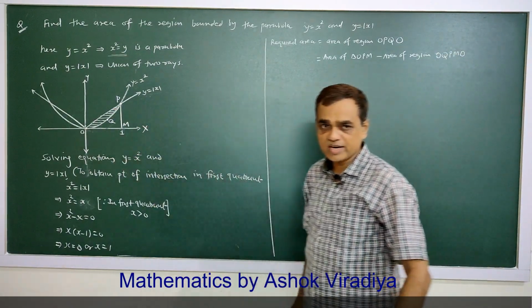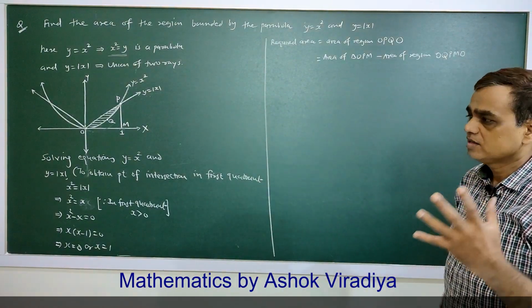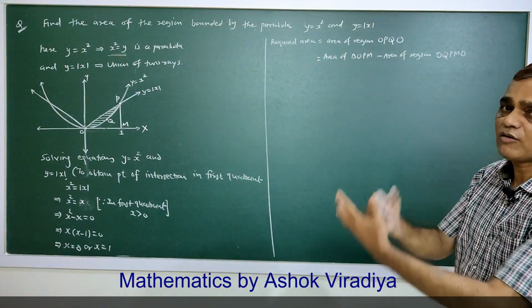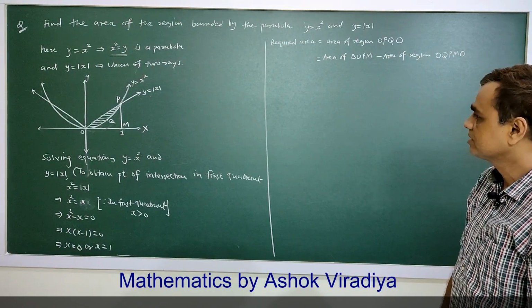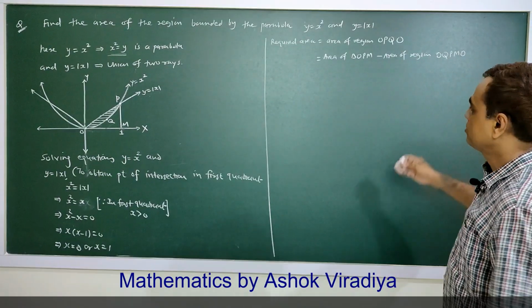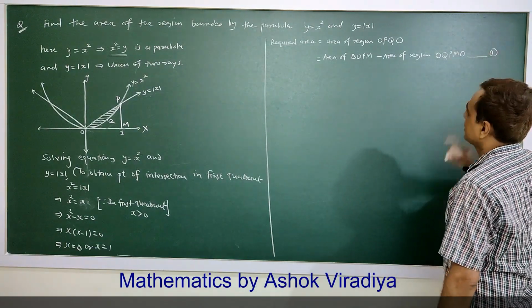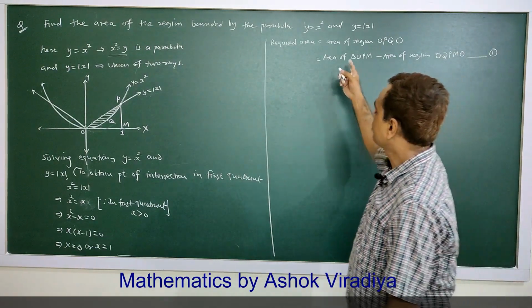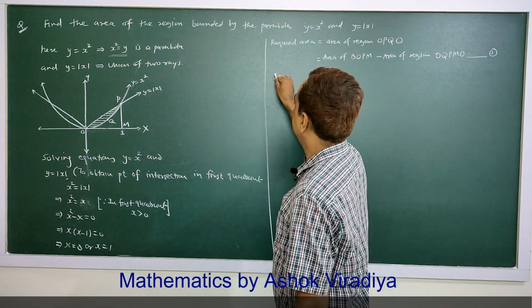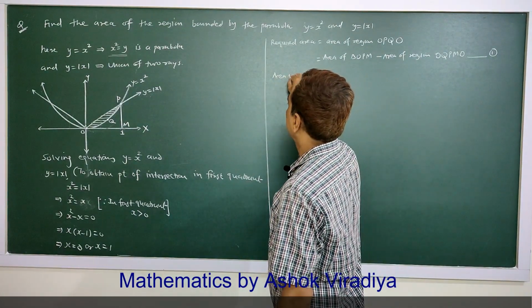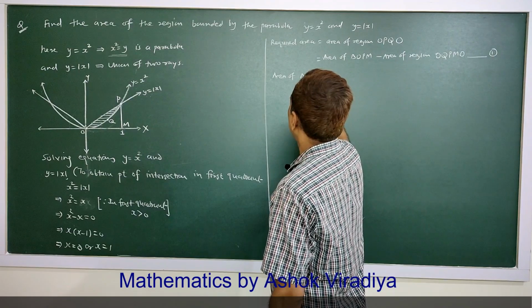OQPMO, that we will subtract from the triangle. So whatever will be left, that is the area of the required region. Let me say this is result 1. Now we calculate the area of triangle OPM.